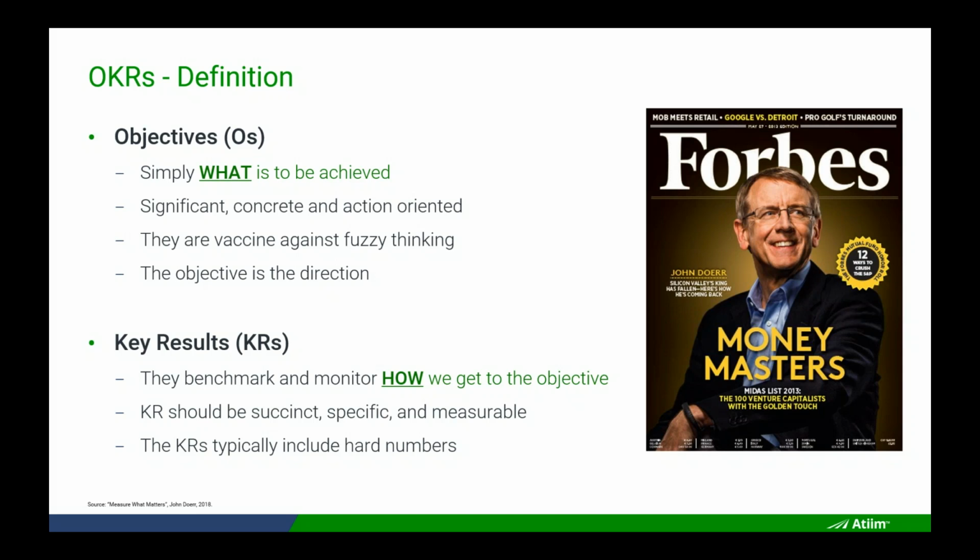And the objective is the direction, right? And key results, they benchmark and monitor how we get to the objective. KRs should be succinct, specific, and measurable. And I can get really pedantic and academic on, sort of the definition of measurable versus quantifiable, launch the event. That's measurable because if you didn't launch it, you didn't. And if you launched it, you did. It's done, not done, complete, incomplete. That's measurable. You can measure that. It's just two outcomes that you measure one against the other. And quantified is when you actually have a number.